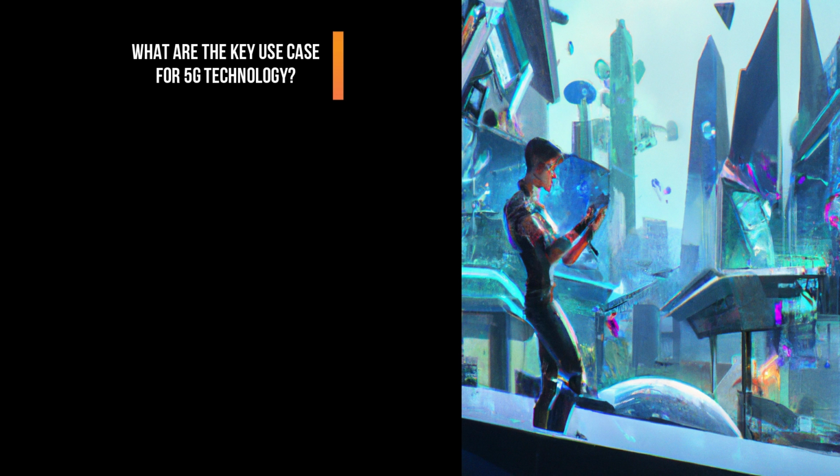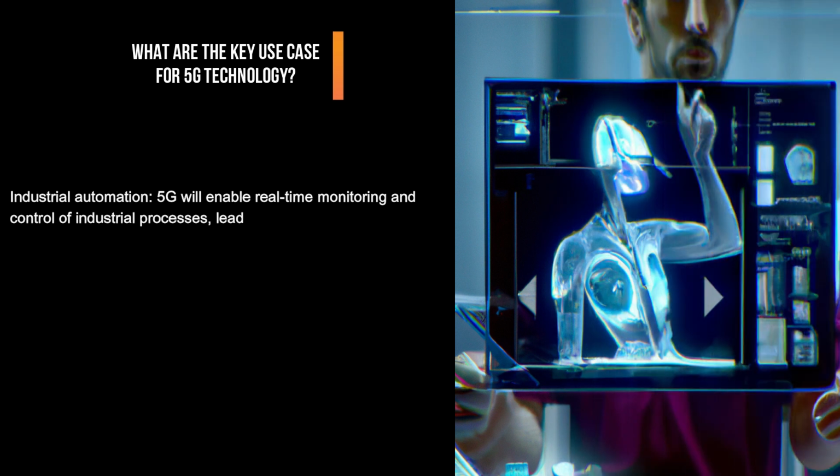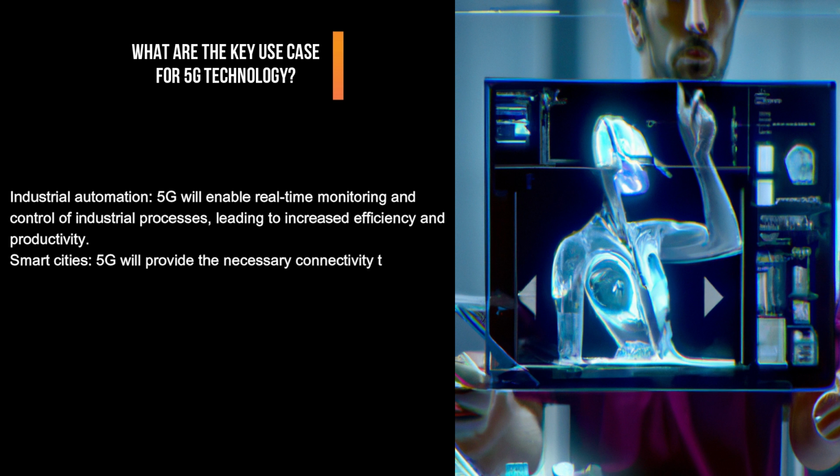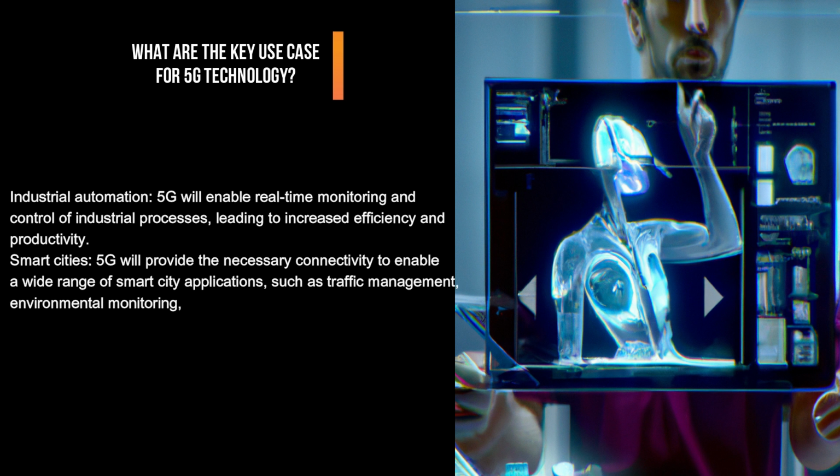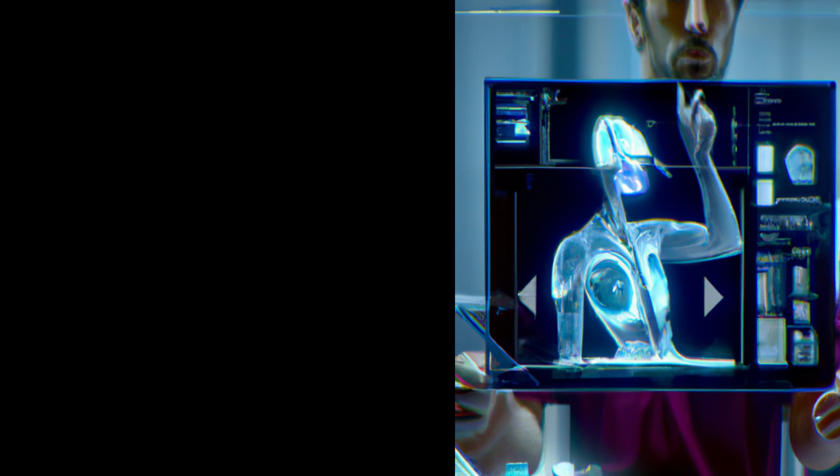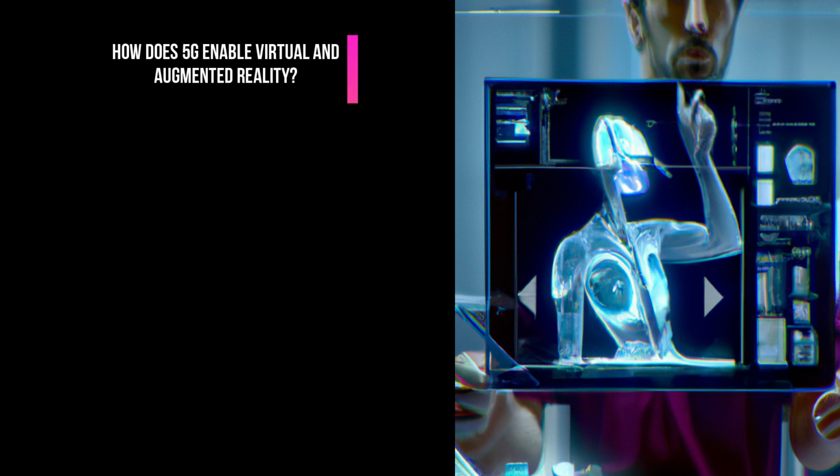public safety. Industrial automation: 5G will enable real-time monitoring and control of industrial processes, leading to increased efficiency and productivity. Smart cities: 5G will provide the necessary connectivity to enable a wide range of smart city applications, such as traffic management, environmental monitoring, and public services. How does 5G enable virtual and augmented reality?